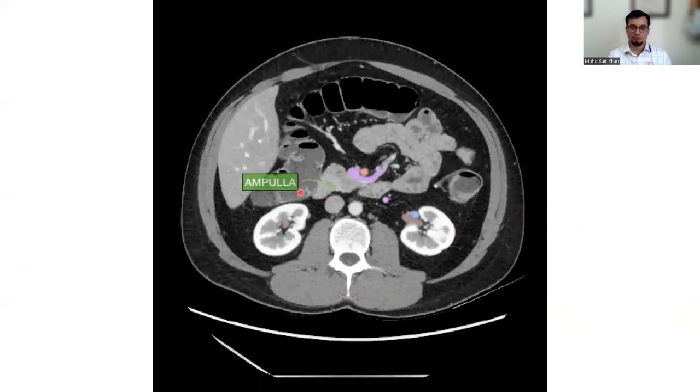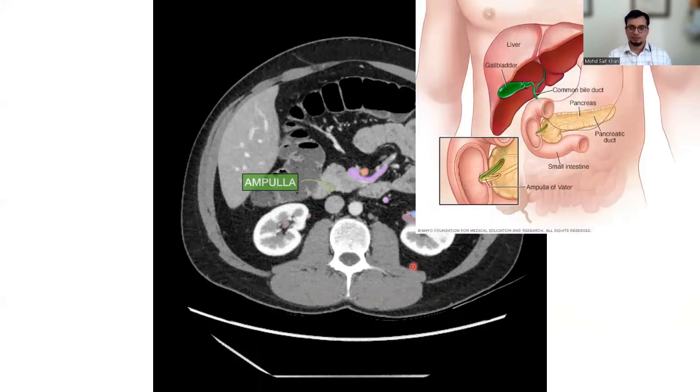Now this is your ampulla of Vater. So the ampulla of Vater, or the major duodenal papilla, is the point. Okay, so this is very well appreciated here. This is the point where the dilated junction of the pancreatic duct, so this is your pancreatic duct, and the bile duct enters the duodenum. So that is your ampulla of Vater.